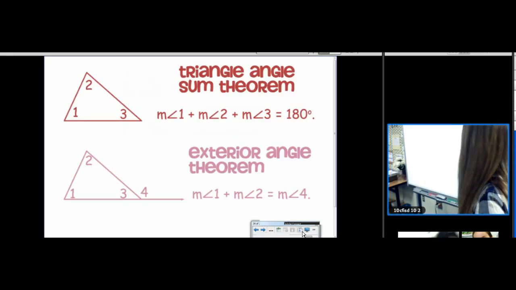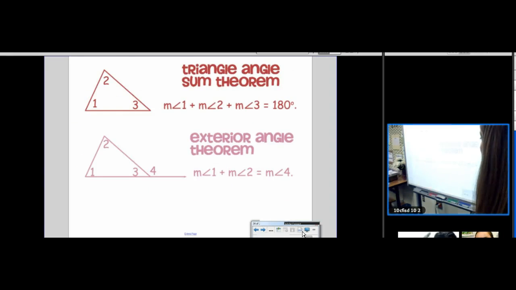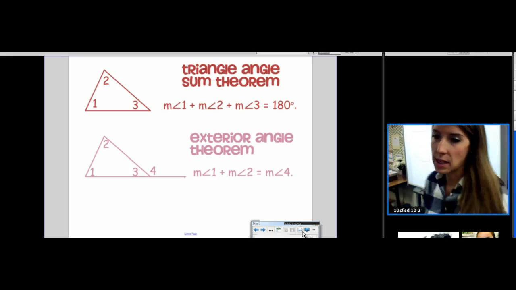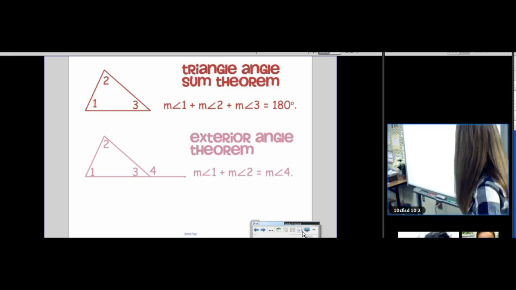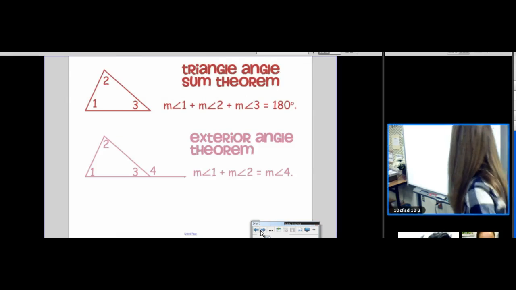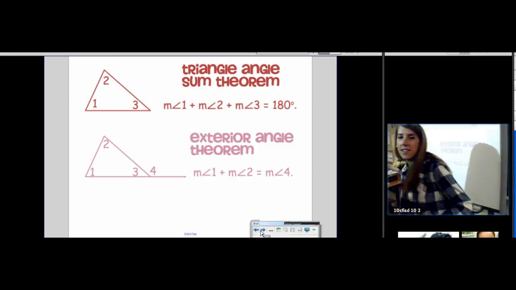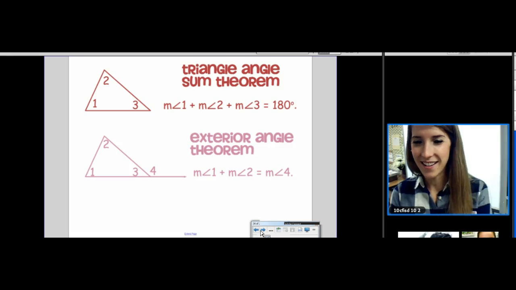All right, here is a summary of what we learned and used today. Two theorems that we will continue to use, and then your homework will help you practice that exterior angle theorem much more extensively. So that was a short and sweet lesson, huh? Not too bad. Make sure you do your homework. We'll check it on Monday.